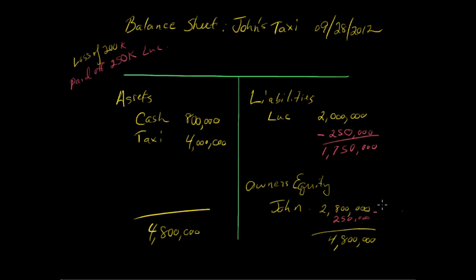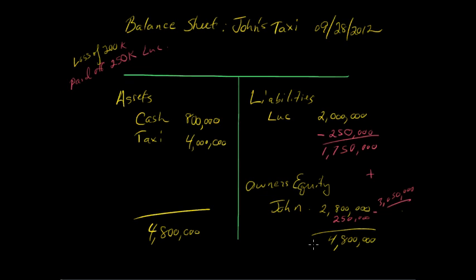So now his owner's equity actually becomes 3,050,000. I'll write it at an angle here. And so when you take this plus this, we're still in balance with a total of 4,800,000. And you can see what actually happened is his owner's equity increased from 2.8 to this by paying off that note.